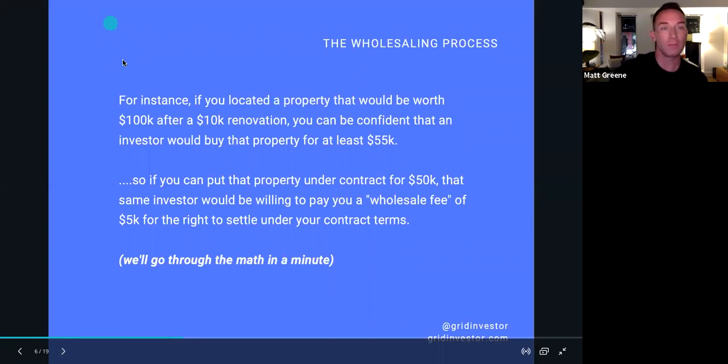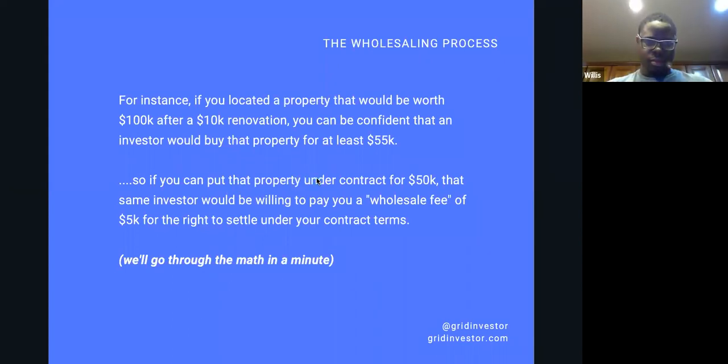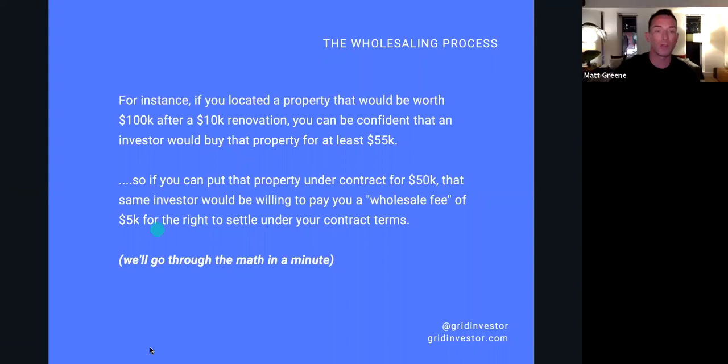To give an example here, and we're going to go into the numbers in depth, but just to make things very easy, if you located a property that would be worth $100,000 after a $10,000 renovation, and again, we're going to get into the math of this in a second, you can be confident that an investor would purchase this for at least $55,000. If I knew I could find somebody to pay $55,000 and I put it under contract for $50,000, I would make an assignment fee of $5,000. Now where do those numbers come from?